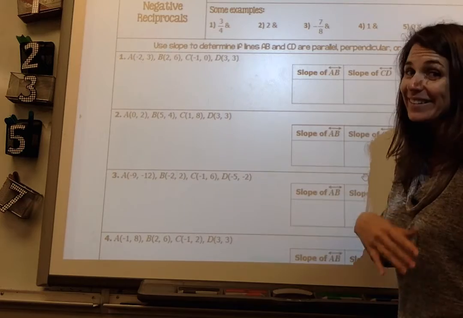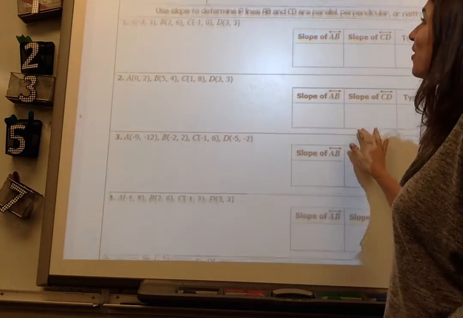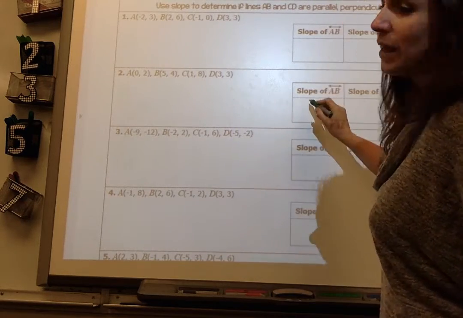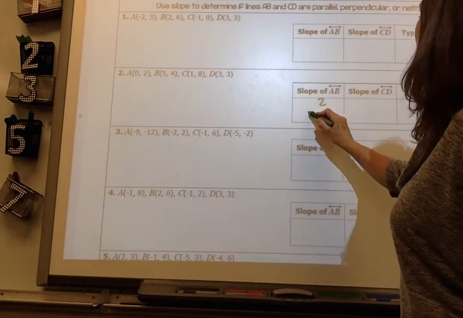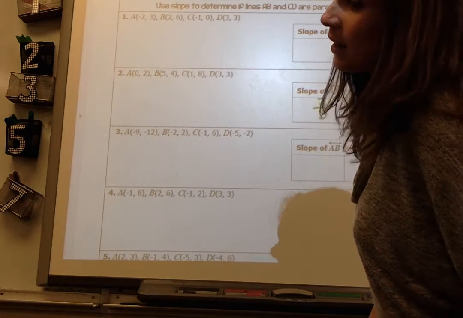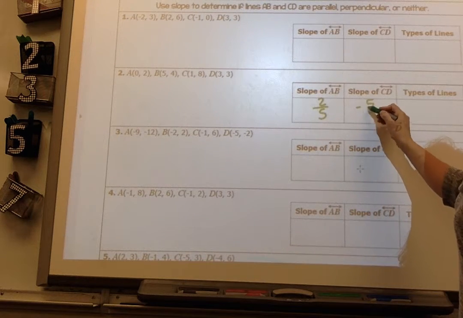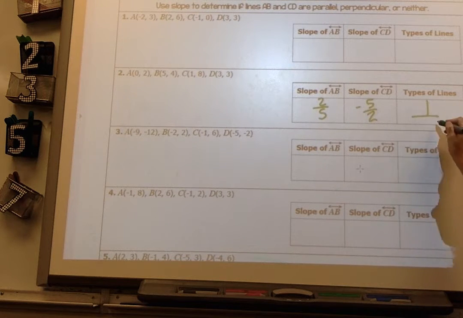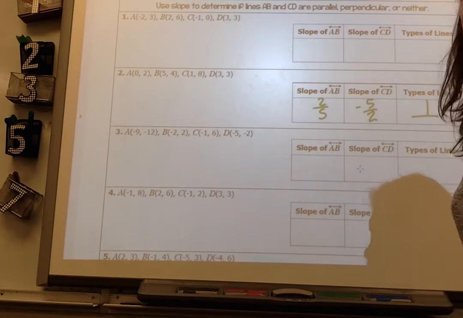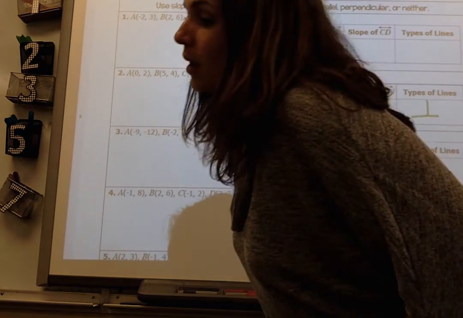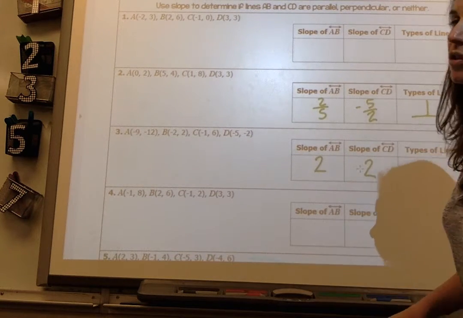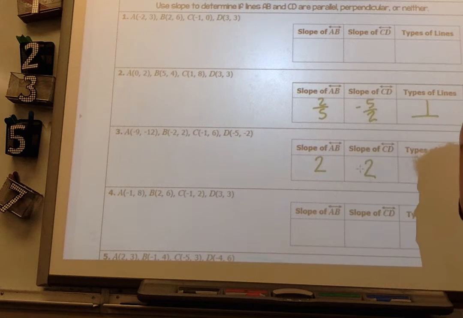I'm sure you're pausing it to go ahead and work it out, or you're just going to sit here and watch. All right, so number 2, AB is going to be, and I'm cheating and I'm looking at my notes, 2/5. And slope of CD is negative 5/2. So these are negative reciprocals, so the types of lines are going to be perpendicular, and again, that's the symbol for perpendicular. If you're going to take a look at number 3, we have the slope of AB is 2, and the slope of CD is 2. So those slopes are the same, so I know they're going to be parallel.